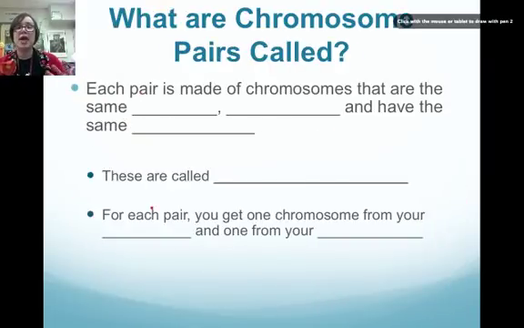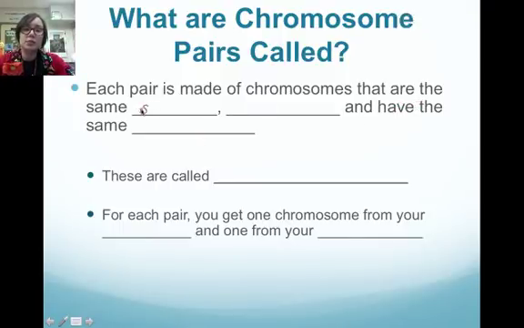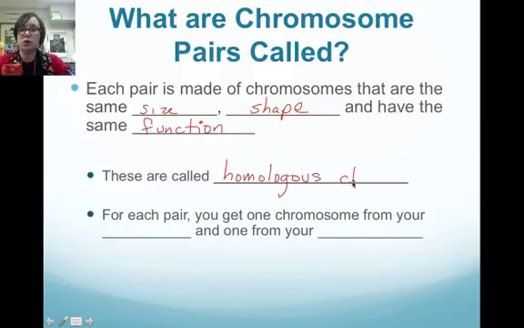Now these pairs have a specific name. So each pair of chromosomes, and this is important to know, are roughly the same size, shape, and they have the same function. Because they're roughly the same size, shape, and have the same function, we can call these guys homologous chromosomes. So even though we have 46 chromosomes, we have 23 homologous chromosome pairs.